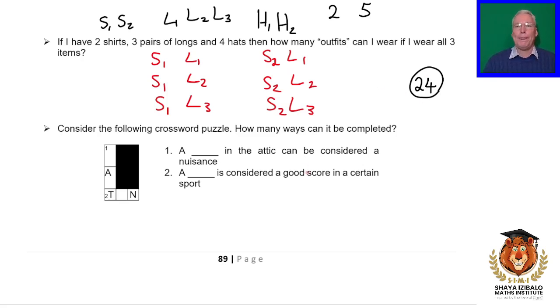And you might be starting to say, oh, isn't it just 2 times 3 times 4? And indeed it is.